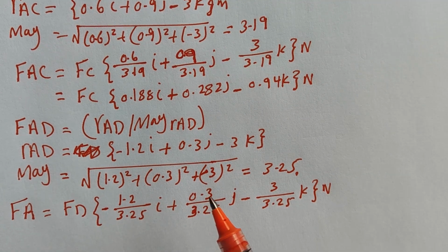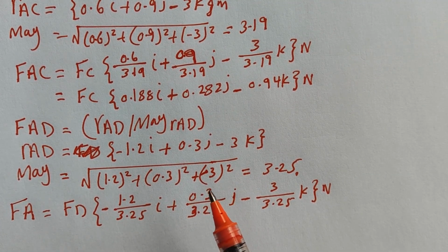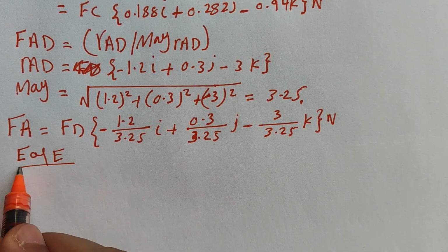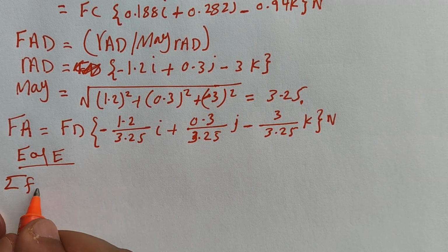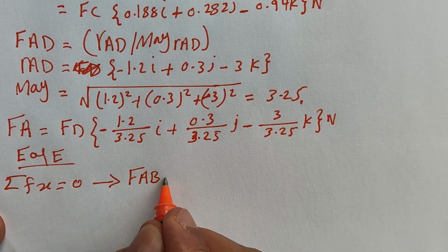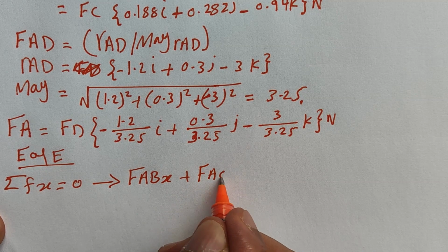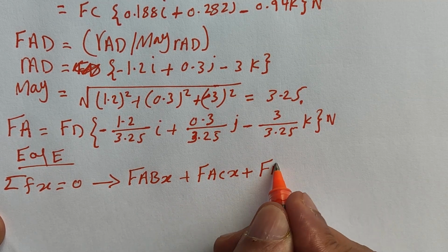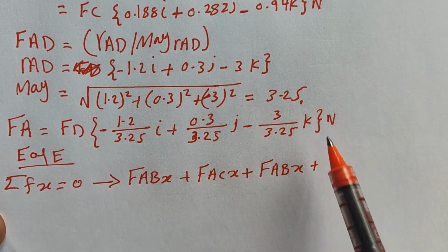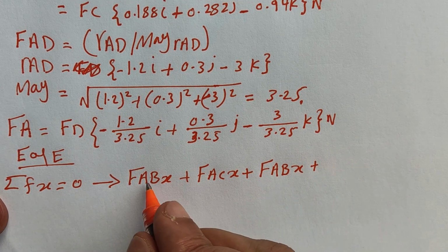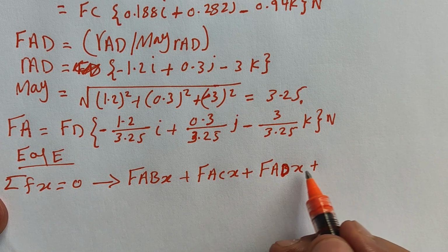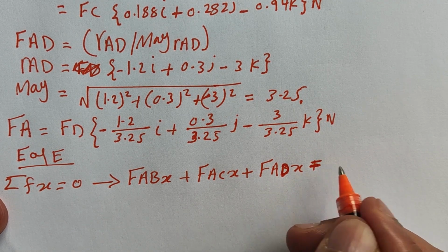So now we can start applying our equilibrium equations. Equations of equilibrium: the sum of the forces on the x-axis should equal 0. From here we can say FAB on the x-axis plus FAC on the x-axis plus FAD on the x-axis, and also we have the force applied upwards on the z-axis, so there it doesn't have anything on the x-axis. All of these should equal 0.